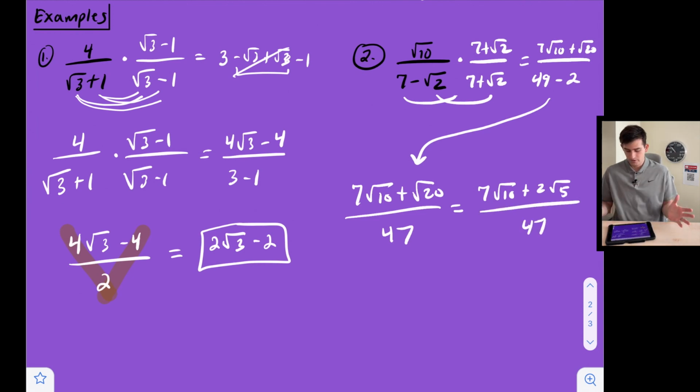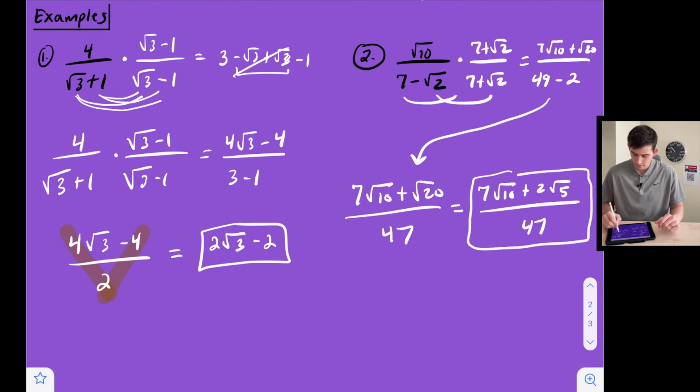Okay, so now examine your radicals. Square root of 10, no other perfect square factors other than 1, and same thing for square root of 5. So we're all good here as our final answer with 7 root 10 plus 2 root 5 over 47. Okay? And that is how you rationalize the denominator.